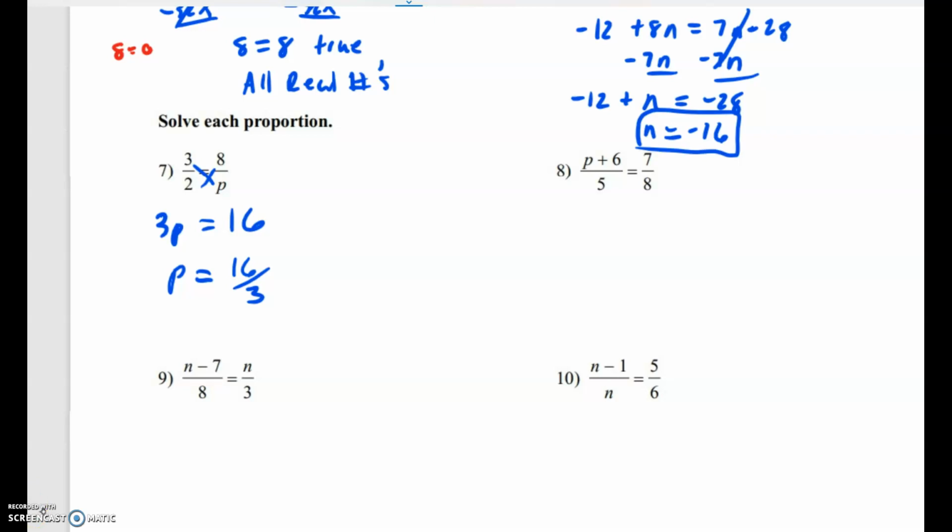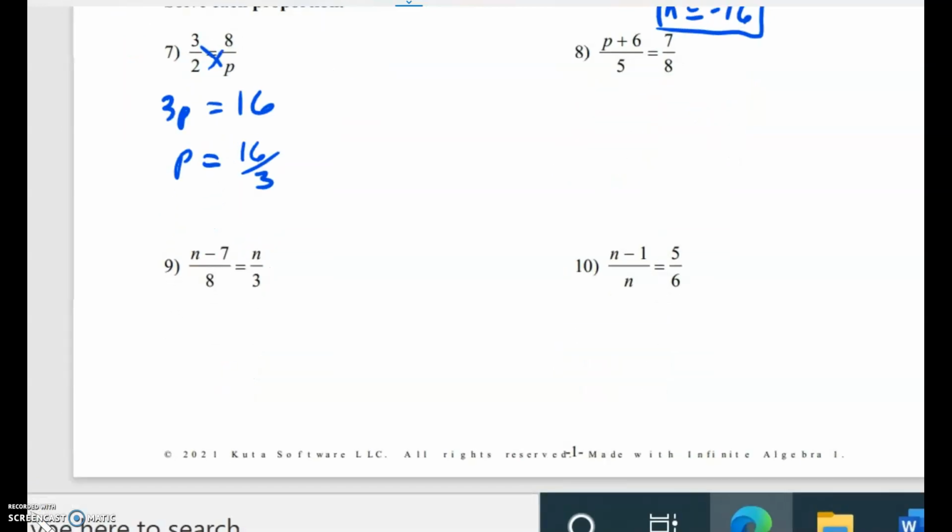Number 9. Same thing. Cross products. So I've got 3 times n minus 7. Don't forget to write it this way. Since that has two terms in it, you're going to have to distribute the 3 to both terms. So 3n, and then 3 times negative 7 is negative 21. Okay, now let's go ahead and continue solving.